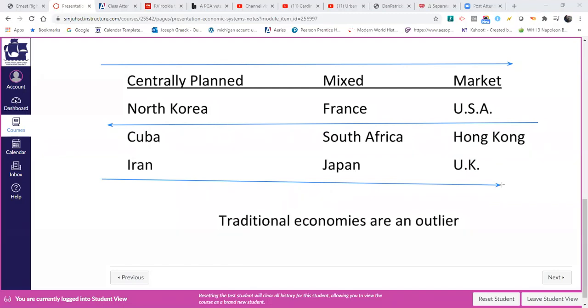In the far left, in a centrally planned or command economy, it's almost always the government. In the far right, in a market system, it's almost always the individual or the business or the firm that's making the decision. And then when you get in the middle, it's a mix, right? It could be 60-40 individual versus government. It could be 60-40 government versus individual. But for the most part, that is what you're looking at. Any questions on that?